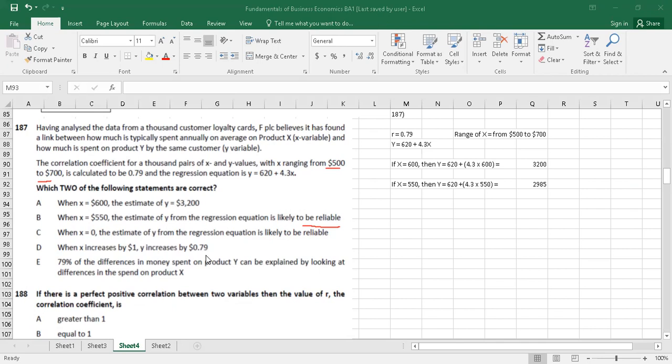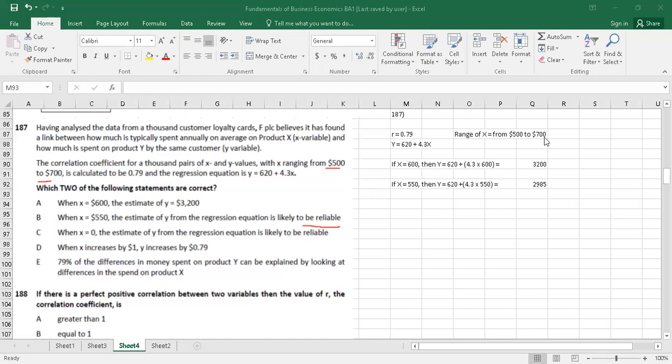So nothing about that. See, 0.79 or 79% only indicates how strong is the association between variables x and y. So 79% is not about the difference in money spent on product y and can be explained by looking at the difference in the spent on x. So that is not the case. So here we can go with answer A.